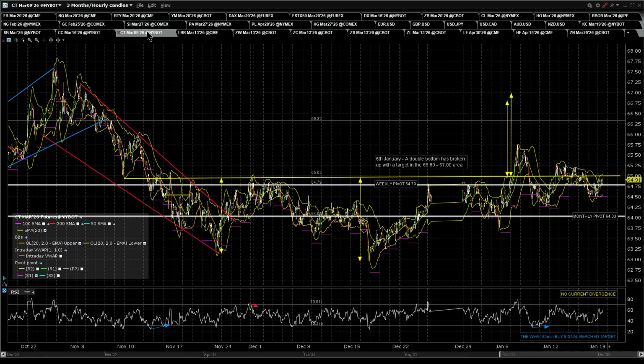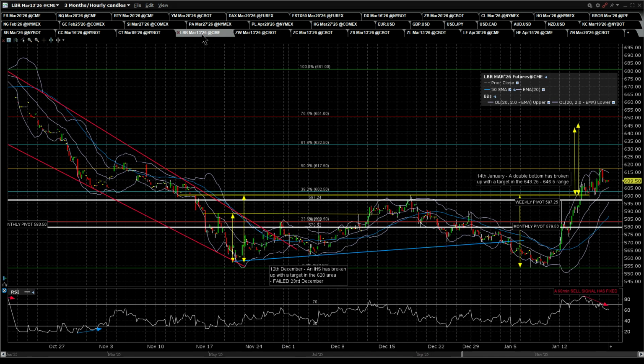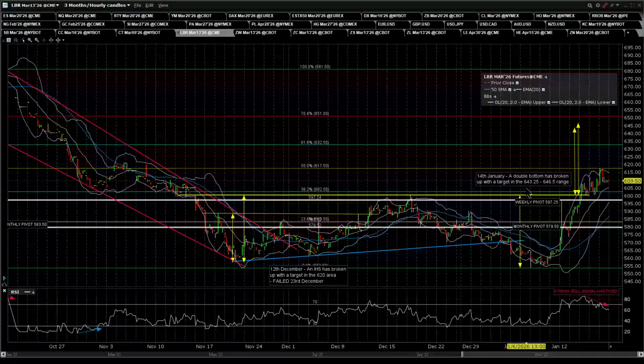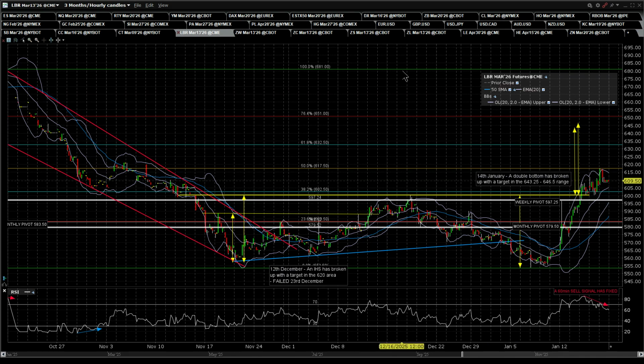Looking at CT. We've still got a double bottom here, and it looks like it's going to give it a crack. This looks like a consolidation, maybe a bullish triangle forming at the moment. Looking at lumber, double bottom has broken up, and we've got a 6-minute sell signal fixed. Keeping an open mind, bigger picture, I'm leaning short on lumber, but it's a nice looking double bottom. It may make the target, which is in the 643.25 to 646.5 range.